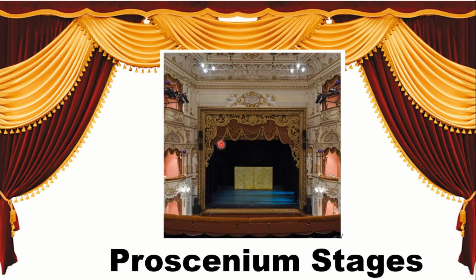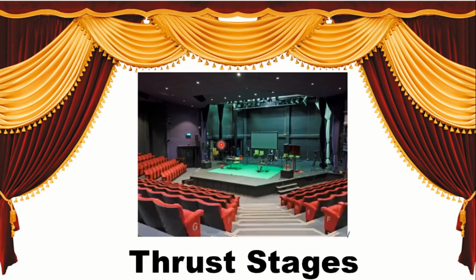Sometimes the front of the stage extends past the proscenium into the auditorium. So this is known as an apron or forestage. So theaters containing proscenium stages are known as proscenium arc theaters and often include an orchestra pit for live music and a fly tower for the movement of scenery and lighting.